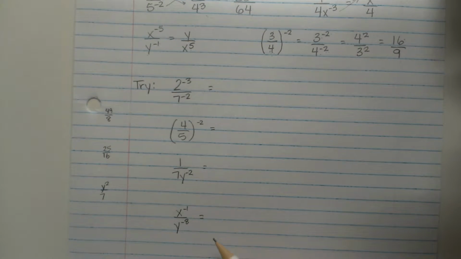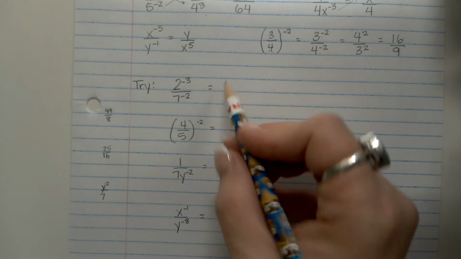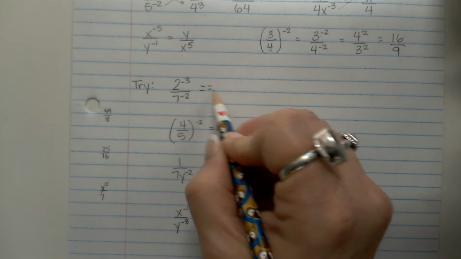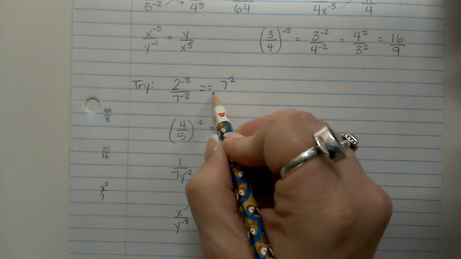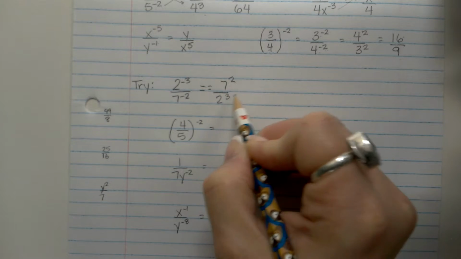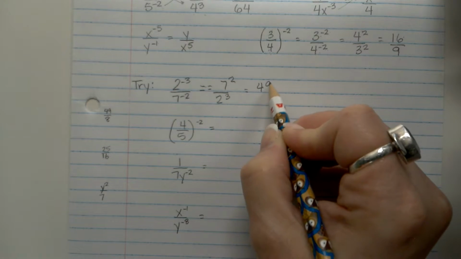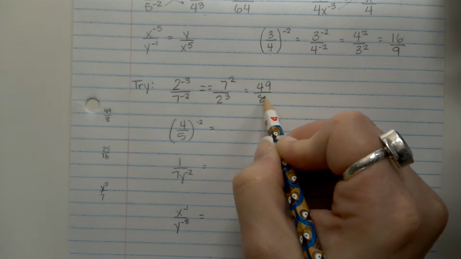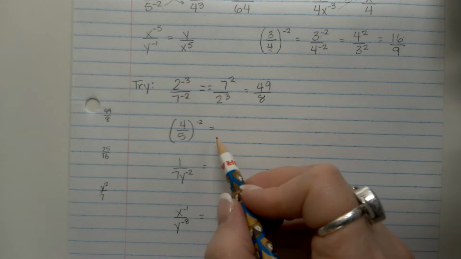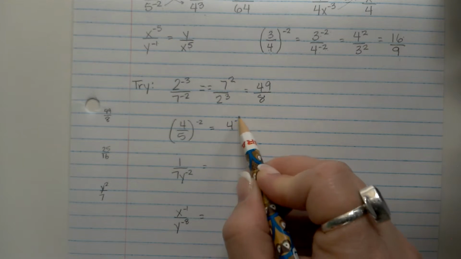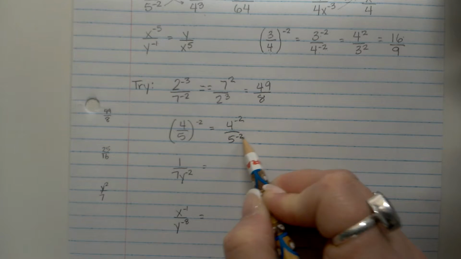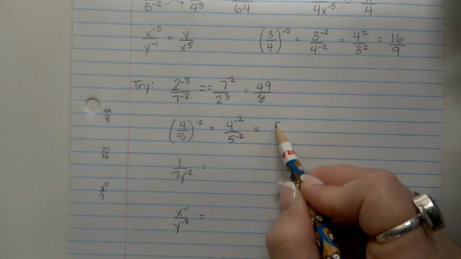The answers are off here to the left, but we'll work them out just in case. So this is the same thing as saying 7 squared needs to be on the top, and 2 cubed needs to be on the bottom. This becomes 49 over 8. So this is the same thing as saying 4 to the negative 2 over 5 to the negative 2. So we switch places.